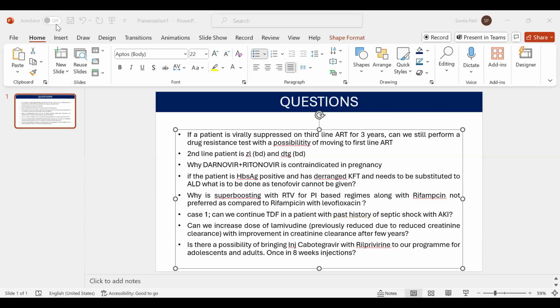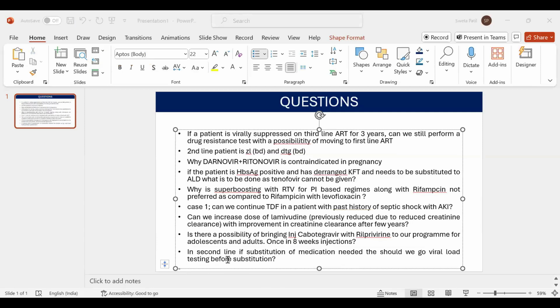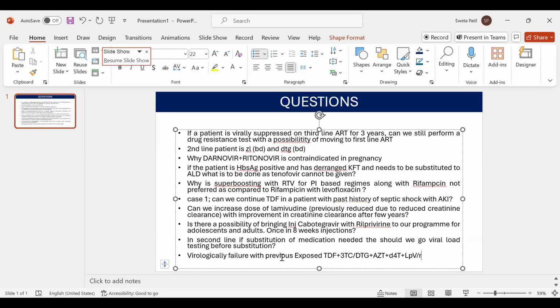Virological failure with previous exposed tenofovir, lamivudine, DTG, that's gone. Yeah, ma'am, I pasted it. Yeah. Oh, the last question. If a patient is virally suppressed on third line ART, that's already done. Okay. Next. Virological failure with previous exposed tenofovir, lamivudine, DTG, AZT. Yeah. Is the screen visible, ma'am?